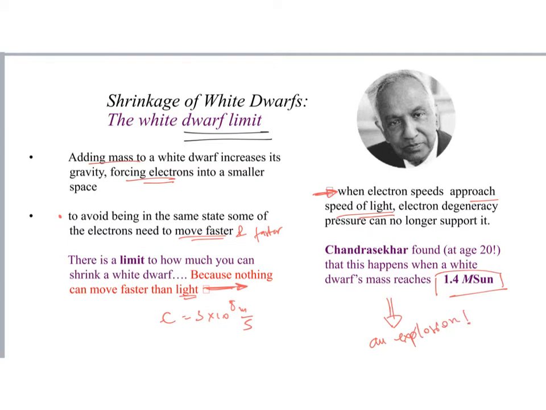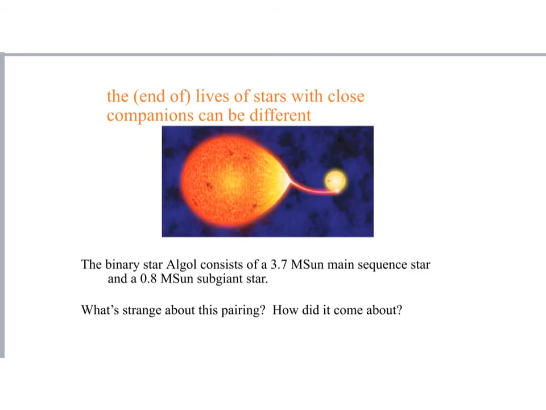All right, so let's talk about some things that happen with the surface of Earth. All right, so we're going to start with thinking about what happens with the stars when they live with close companions. Because in that scenario, actually their lives can follow some different paths.